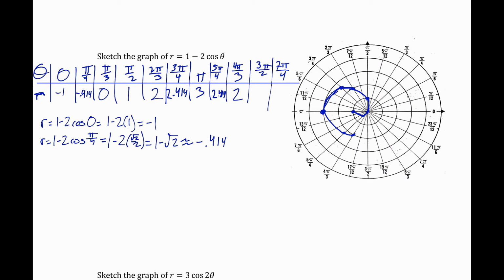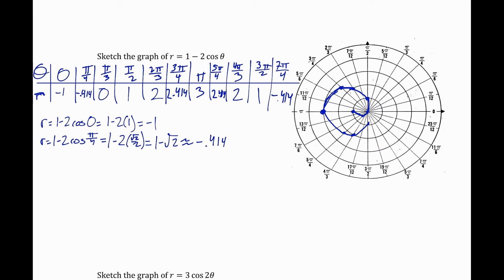3 pi over 2, we get an output of 1. So at 3 pi over 2, we're back here. At 7 pi over 4, sorry, let me connect that. So 7 pi over 4, we're at negative 0.414. Remember the negatives, oops, sorry. The negatives are always kind of the trickier ones.